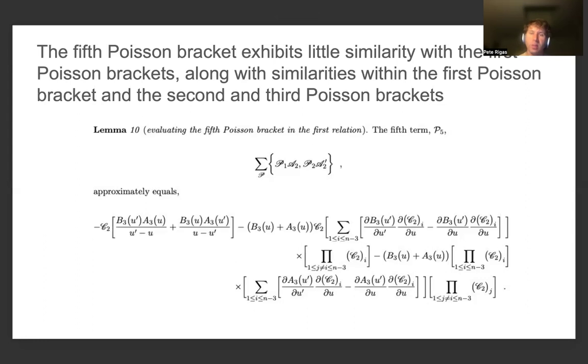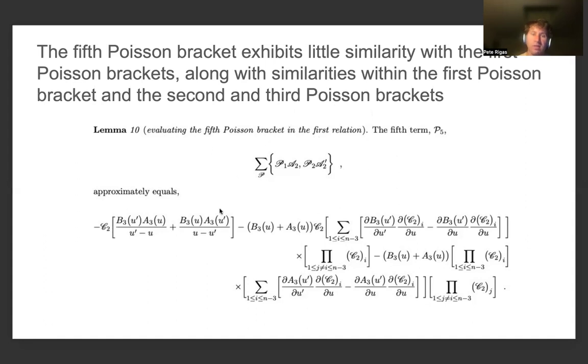And so the fifth Poisson bracket exhibits a little similarity, unfortunately, with the first couple of Poisson brackets, but it does still give some similarities, not with the third Poisson bracket, but with the first and the second Poisson brackets.